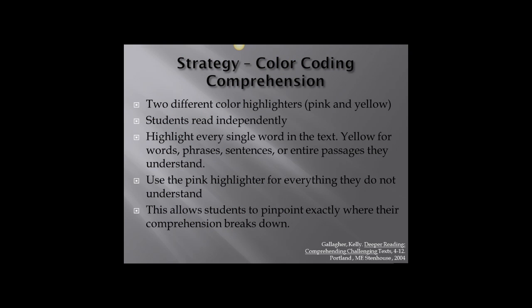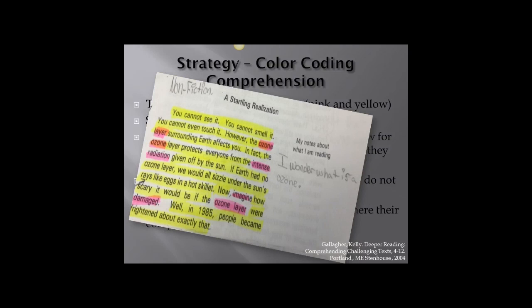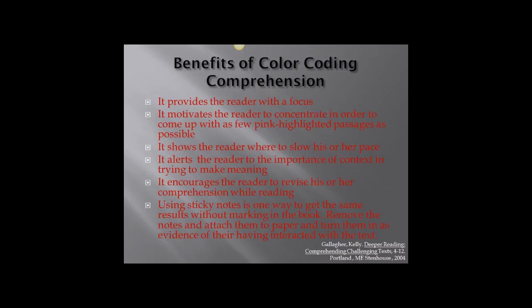Another strategy I'd like to share with you is called color coding comprehension. It's where you give students two different color highlighters, say pink and yellow. Students read the text independently and they highlight every single word in the text. They highlight yellow for words, phrases, sentences, or entire passages that they understand. And they use the pink highlighter for everything they do not understand. And this allows students to pinpoint exactly where their comprehension breaks down. Here's an example of the color coding strategy.